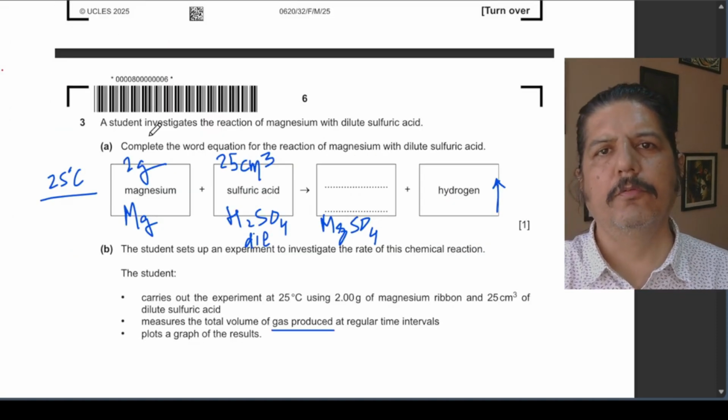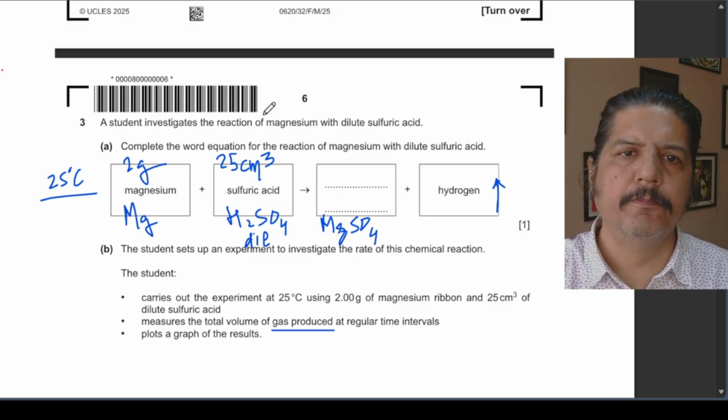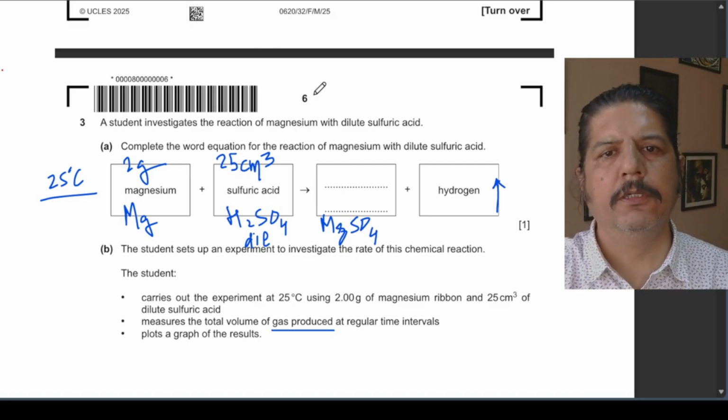So in this question, we'll be discussing the graph-based questions, which are usually asked in the rates of reaction chapter. So we'll be doing two questions. Let's start with the first question.